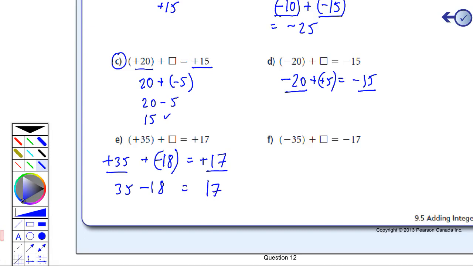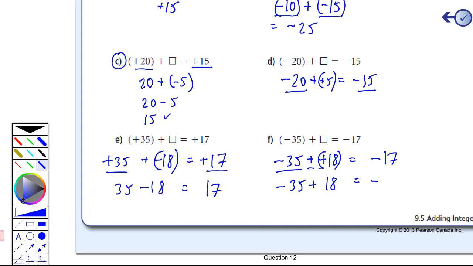And last one, minus 35 plus some number equals minus 17. Well, we start 35 over to the left of 0, but we need to end up only 17 over. So in this case, we're going to have to add that 18. If we add 18, so minus 35 plus plus turns into a plus. If we add 18, we'll end up at minus 17. And that's the answer for number 12.